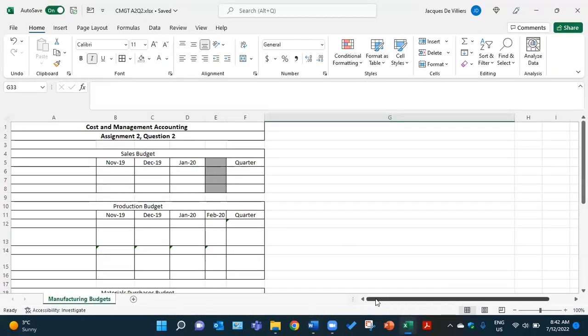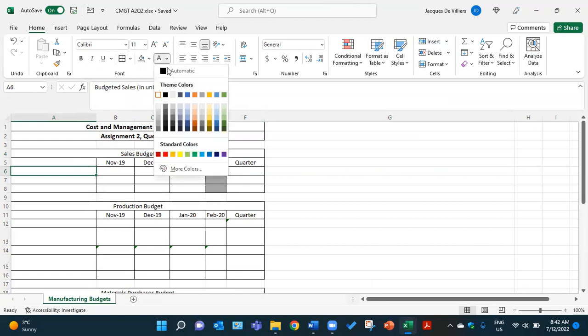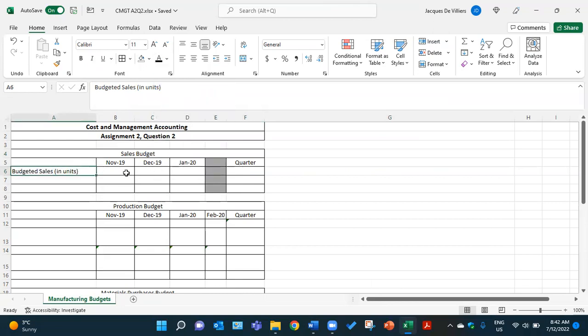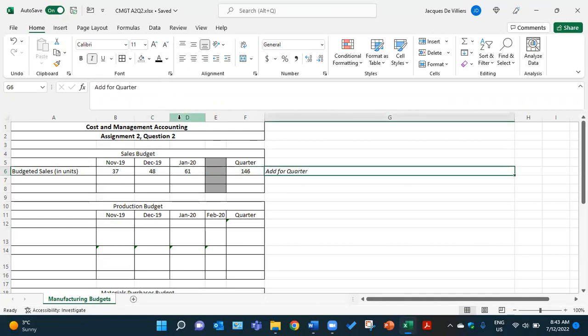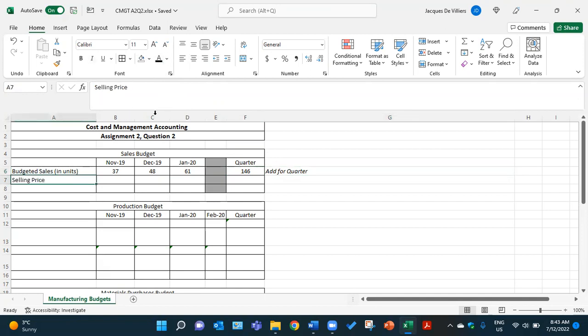So here we are. I've kind of created an answer sheet for you in Excel, just to make things a little easier for myself. And we start with the sales budget. So what do we know? We know our budgeted sales. It's given for November, it's given for December, it's given for January, and we add those for the quarter. Okay. Then we are given the selling price.